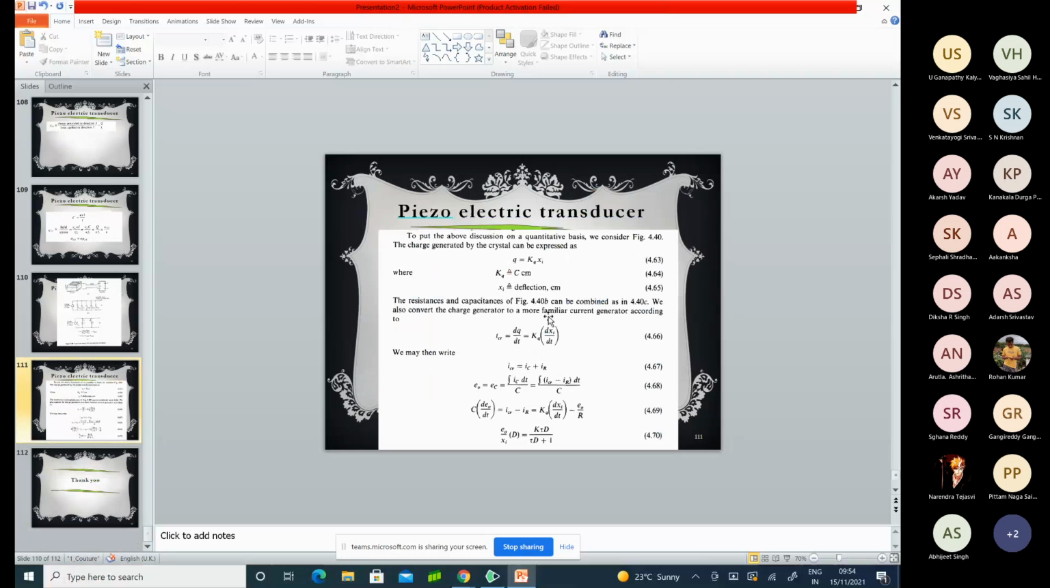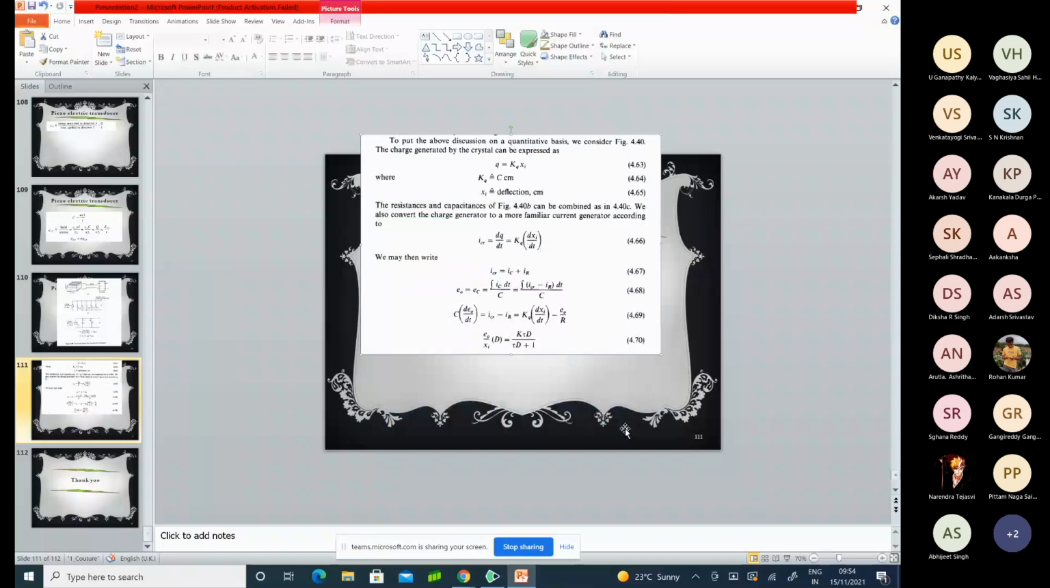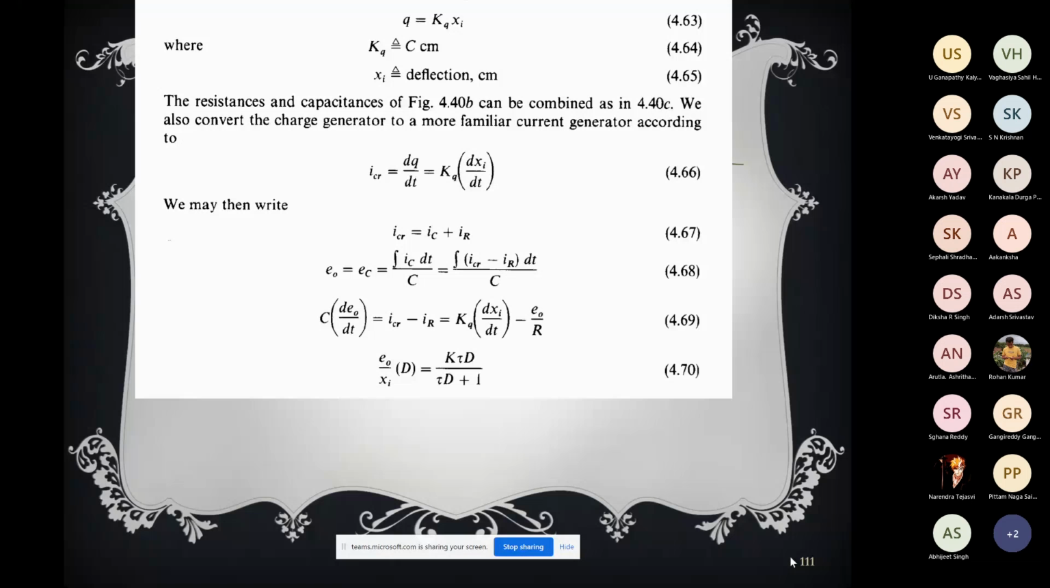Okay, here it is. I must put it up, then you can see it. So you see that E0 will be equal to EC will be equal to integration of ICR minus IR by C dt. So from here you see C dE0/dt will be equal to ICR minus IR, and that we can write, we know ICR is kq xi dot, so kq dxi/dt minus IR, we know IR is E0 by R. So here you see that E0 is the output, xi is the input.